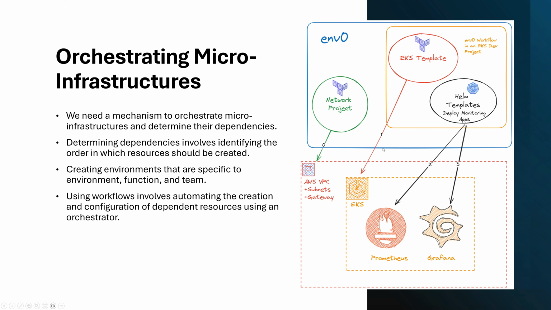And again, there's dependencies here, so you have to have the EKS cluster first, and then the Helm templates can run. env0's workflow will take care of that for us. And on top of that, we can leverage the outputs from the network projects, such as the VPC ID and also the subnet IDs. So we can grab that information from the existing project and feed it into our workflow.